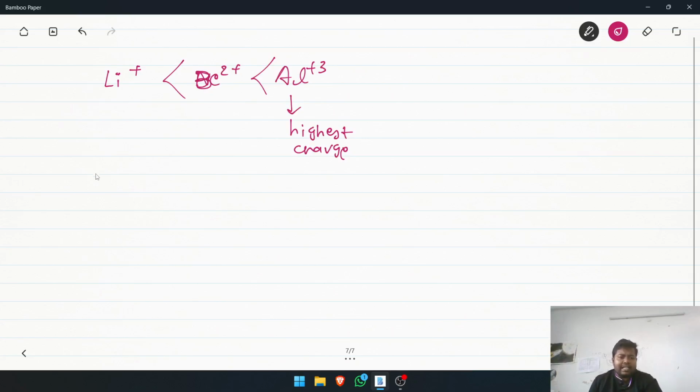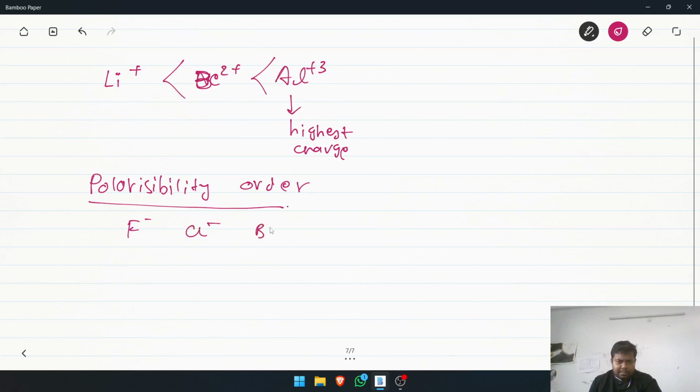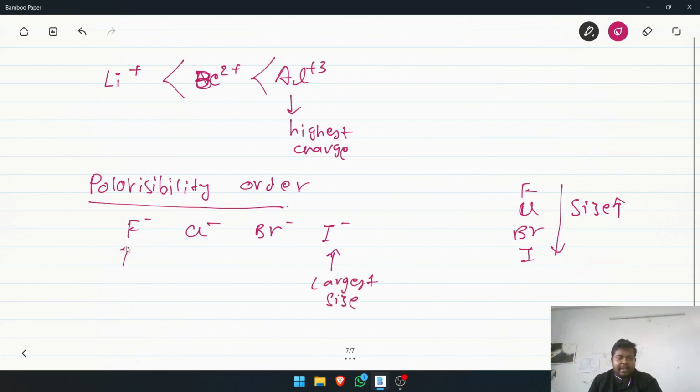And if you talk about polarizability order, for example F minus, Cl minus, Br minus, I minus. We know that fluorine, chlorine, bromine, iodine are group number 17, where top to bottom size increases, and for an anion the size must be large, so it can get polarized easily. So I minus has the largest size, and F minus has the smallest size. So polarizability of I minus is the highest. Okay, so a question can come like this, and we have to solve it like this.